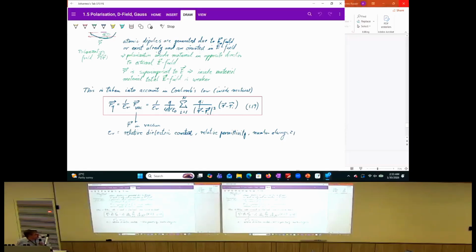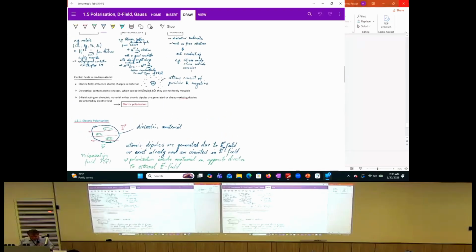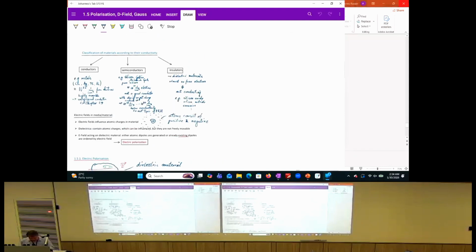Yesterday, we started to talk about materials which are polarizable, or what the effect of polarizability does to the electric field. So, we here introduced the three types of materials that we can classify.